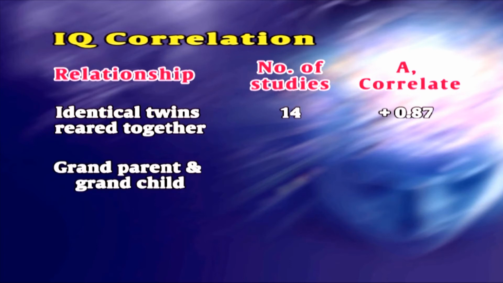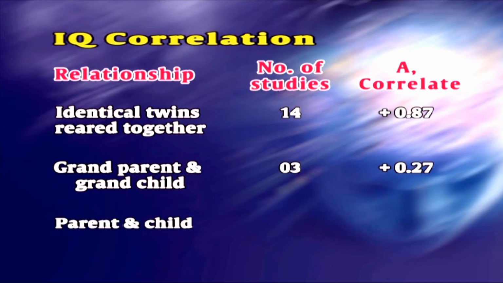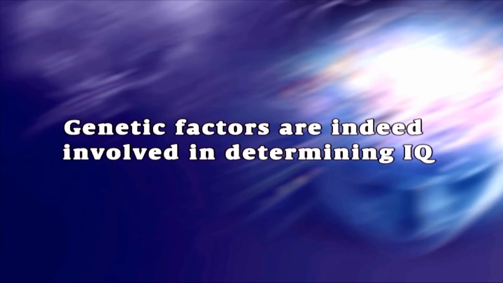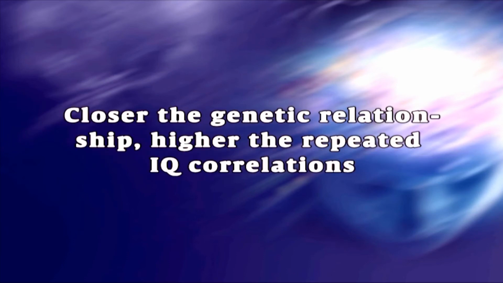And then grandparent and grandchildren, there are only 3 studies, and their correlation shows a positive 0.27. Then parent and child, it is a positive 0.50. There were 13 studies in all. This whole table shows that genetic factors are indeed involved in determining IQ. The closer the genetic relationship, the higher the IQ correlations.